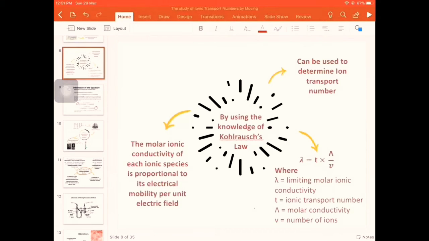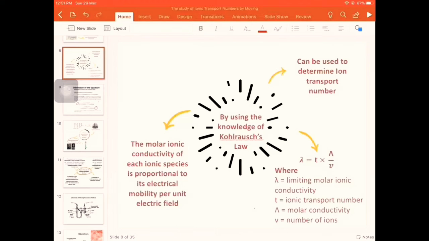And therefore, by definition and mathematical equation, we can simply say that limiting molar conductivity is equal to the ionic transport number times molar conductivity over ion number. As you can see here, two new terms have been introduced. The first one is limiting ionic conductivity, and then ionic transport number.